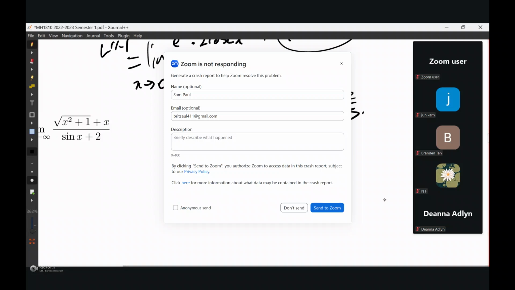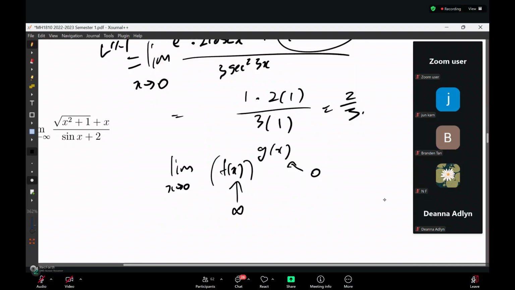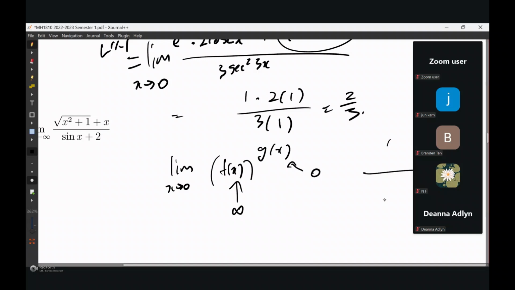You're saying you have the limit of x approaching 0 or some value of f(x) to the power of g(x), and this approaches infinity and that approaches 0. No, you cannot apply L'Hopital rule like this. L'Hopital rule only applies when it's a fraction, f(x) over g(x). If it's not a fraction, you cannot apply L'Hopital rule.